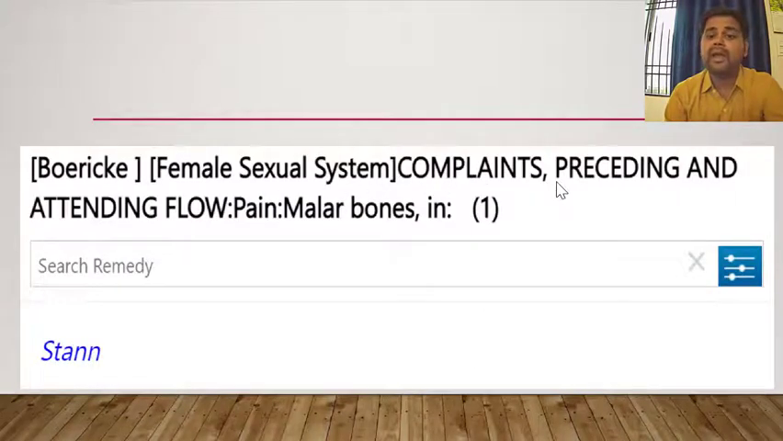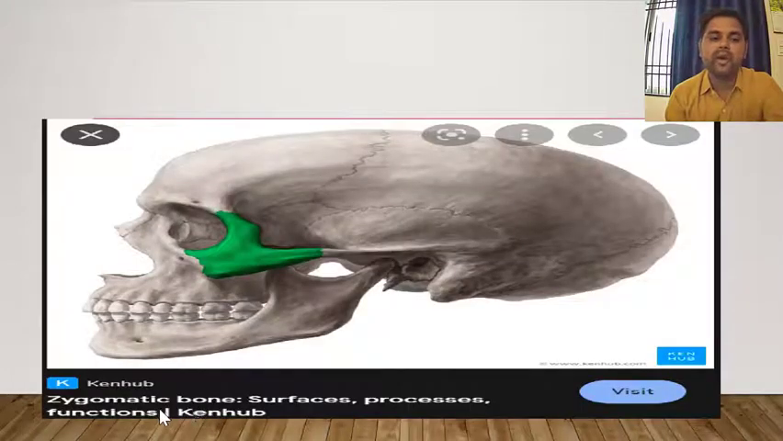Okay, female complaints preceding and attending flow. So the female has menstruation flow which is preceding, or delayed, and attending flow, and pain in the malar bone. You should know where this malar bone actually is. For malar bone we have a single remedy, Sternum, I mean Sticta, and this is the malar bone. We also call it the zygomatic bone. So it is here. You should know the anatomy in depth as well.